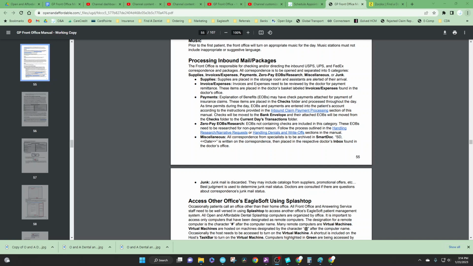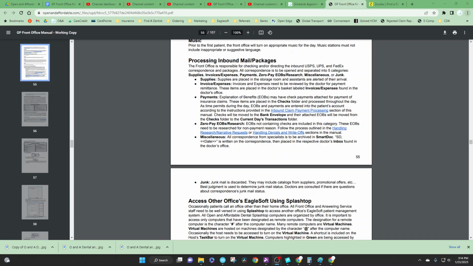So there is a basket with invoices and expenses labeled on it in the doctor's office. So usually you're going to separate all of the mail and then take each category to its particular place. Some days you're only going to get one item of mail, so you'll just go ahead and deliver that when it arrives. So, invoices and expenses.